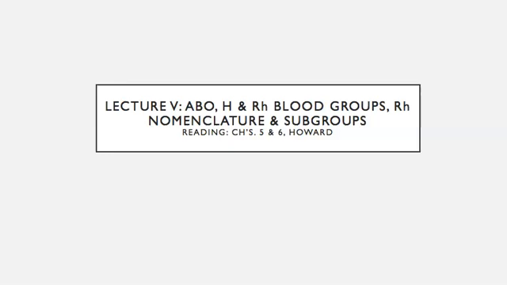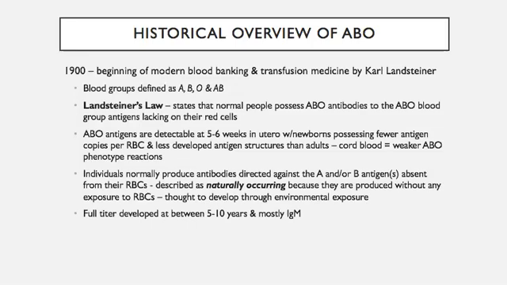In this next video for Unit 2, we're going to be talking about the ABO, H, and RH blood groups, some nomenclature that's associated with the RH blood group, and subgroups of these blood groups. This is a lot of information, so this is probably going to be one of the longer videos.